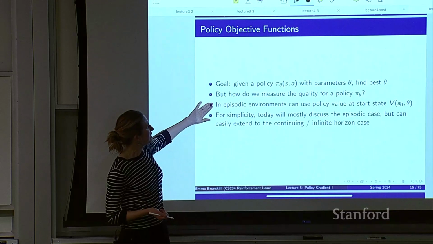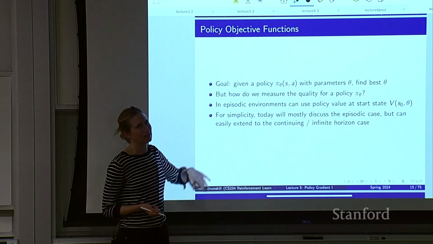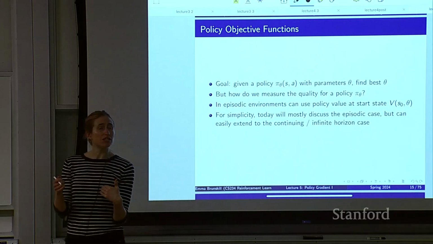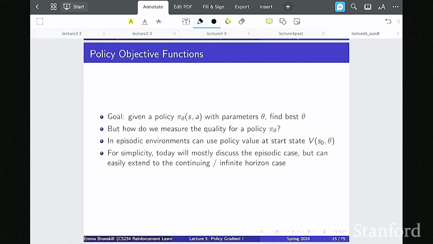So if we're in an episodic environment, we can use the policy value at the start state. Similar to the Monte Carlo methods, I'm going to start in this state, run this policy, and ask what my expected reward would be until the end of the episode. We're going to mostly focus on the episodic case today, but you can extend these to more of an infinite horizon case.